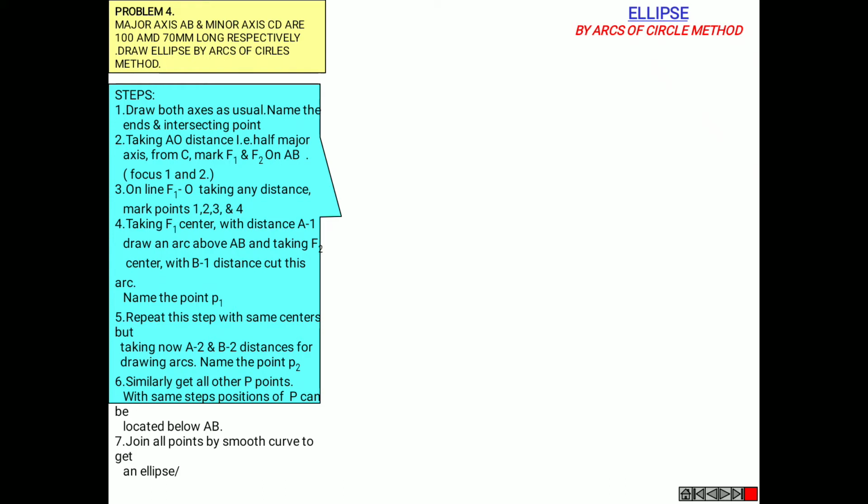The fifth step is to repeat this with the same centers, but now taking A2 and B2 distances for drawing arcs, and name the points P2, P3 and so on. Similarly, get all the points with the same steps; positions of P can also be located below AB. Join all points by a smooth curve to get an ellipse. Just note down the steps so that you will be able to analyze it.